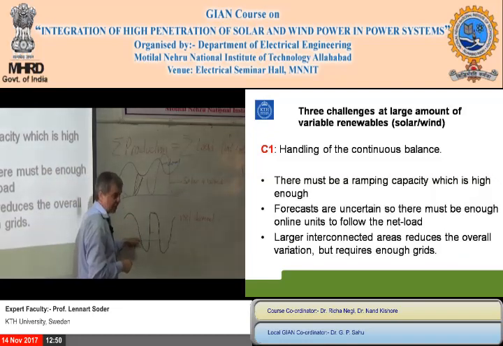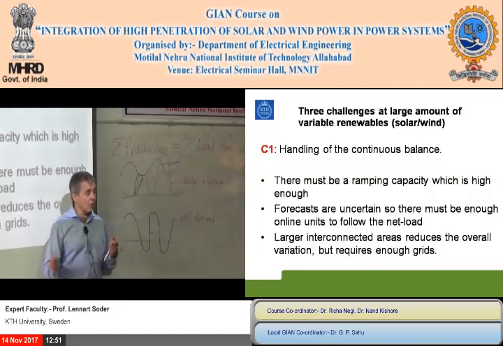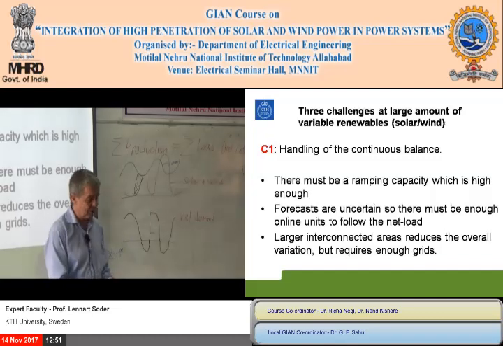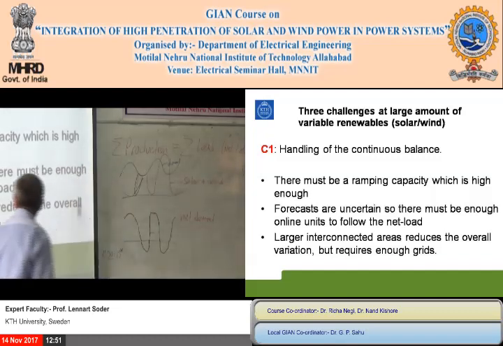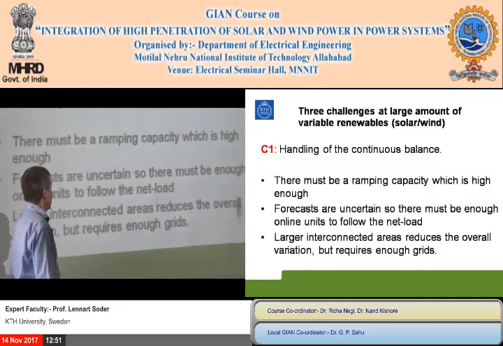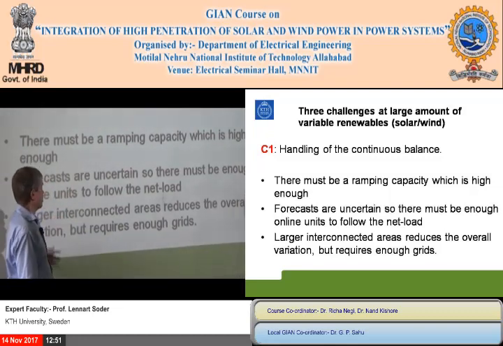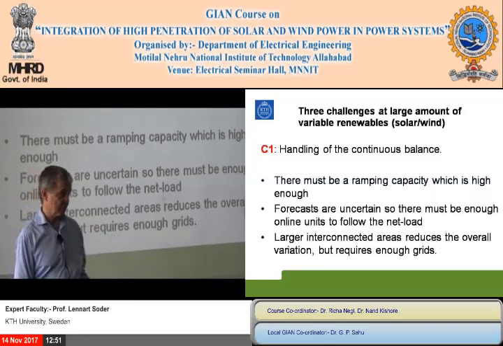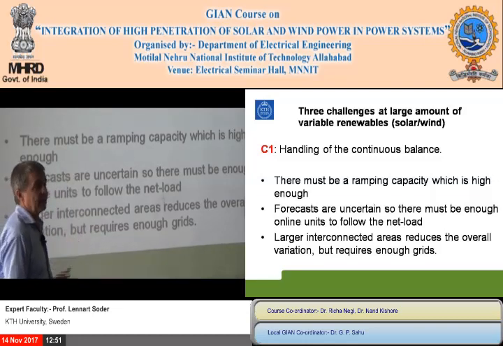Can I follow this? Yes, I can plan to follow this. But did I know that this would happen? No. So then you have to keep margins for this uncertainty, you can call it. And that means, what I said here, larger interconnected areas reduce the overall variation, but require enough grids, of course. So that is the benefit of having grids.